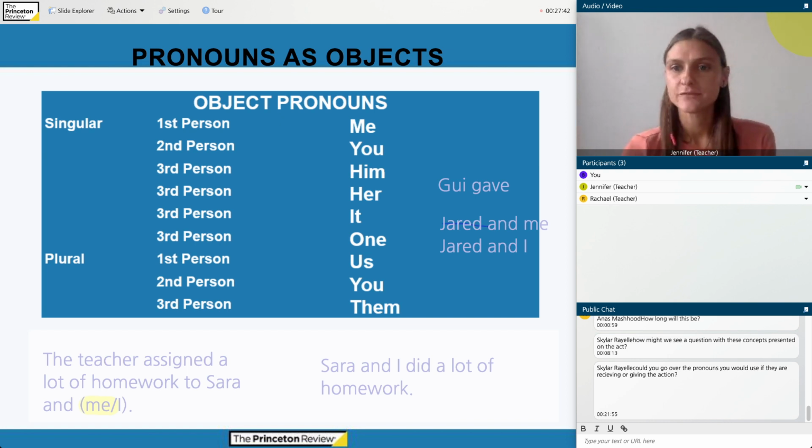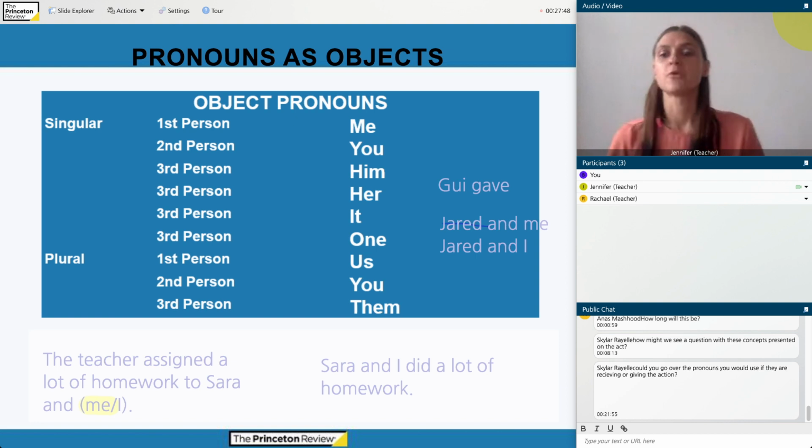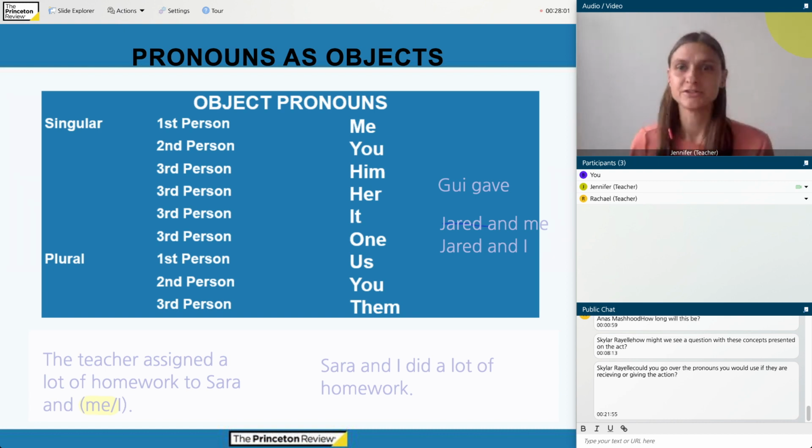I'll hang tight to see if we have any further questions there. If not, then we'll wrap this up in just a moment. But anyone who tunes in later, you can feel free to type a question in the comments and we're happy to answer you. But definitely the object pronouns are the trickiest part of your indirect and direct objects.